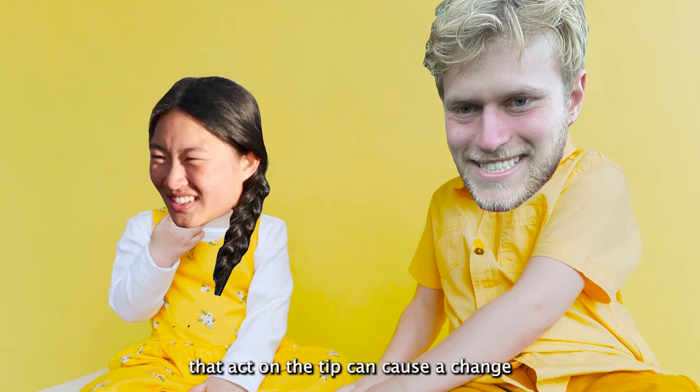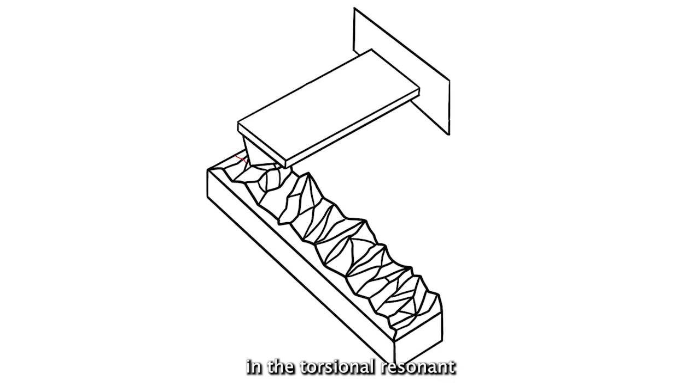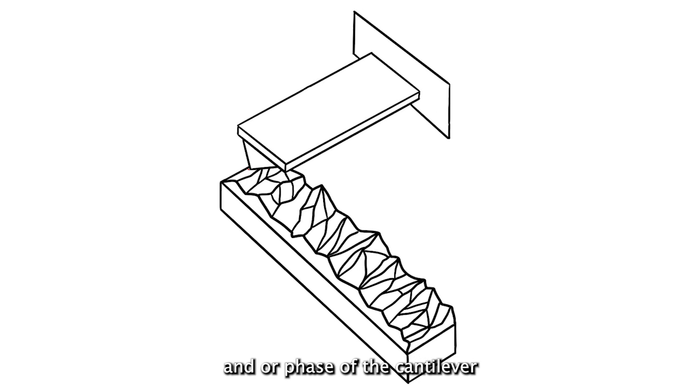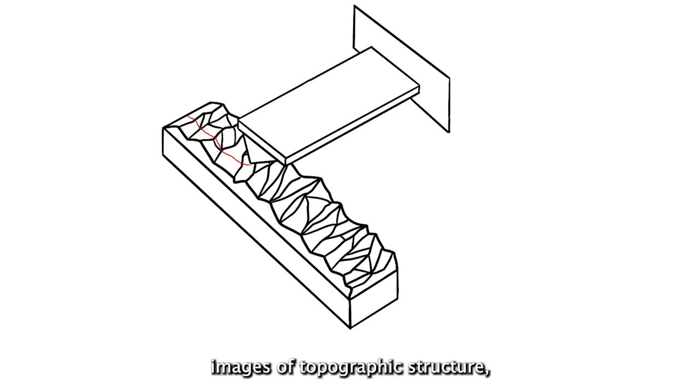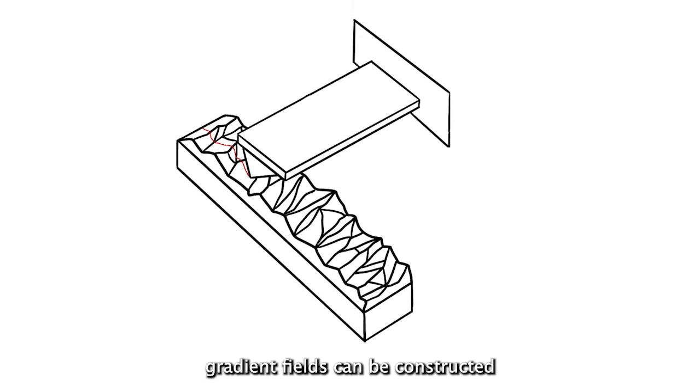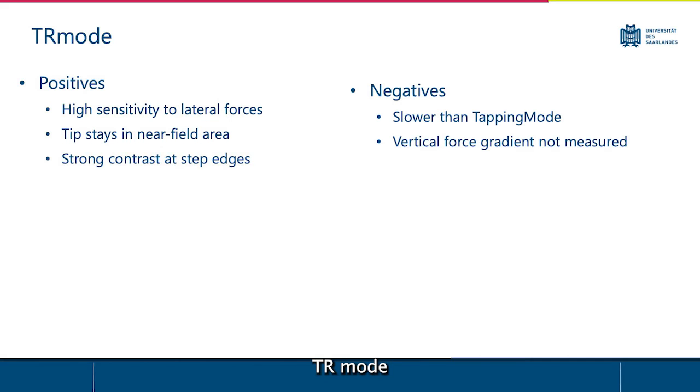Lateral forces that act on the tip can cause a change in the torsional resonant frequency, amplitude, and/or phase of the cantilever. Images of topographic structure, mechanical properties, and in-plane force or force gradient fields can be constructed from this data. TR mode has many advantages over tapping mode and other imaging modes. Firstly, one of the main characteristics of TR mode is its ability to maintain the probe tip in the near field area at the boundary between direct contact and the long-range force area.